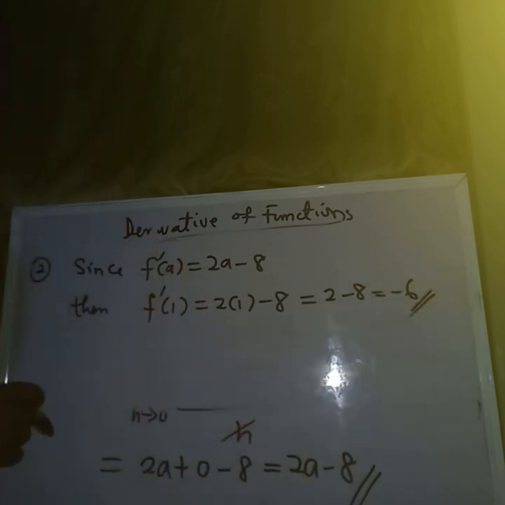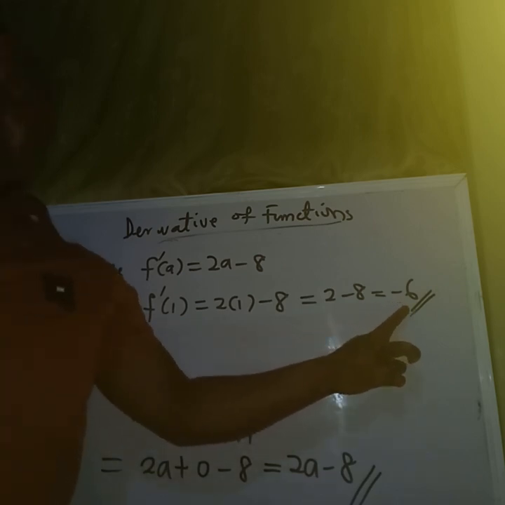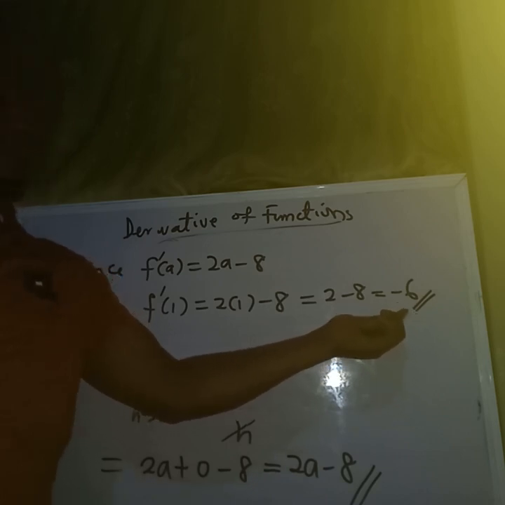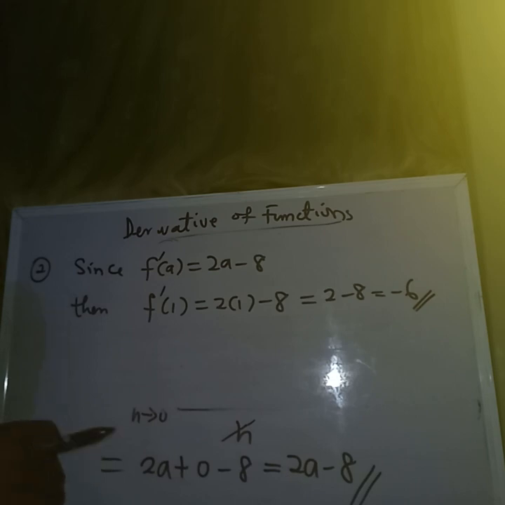So the derivative of the function x squared minus 8x plus 1 at the point x equal to 1 is given as negative 6. Of course, negative 6 is finite, and the derivative of that function exists at x equal to 1. So this is how we use the derivative of a function at a particular point x equal to a.